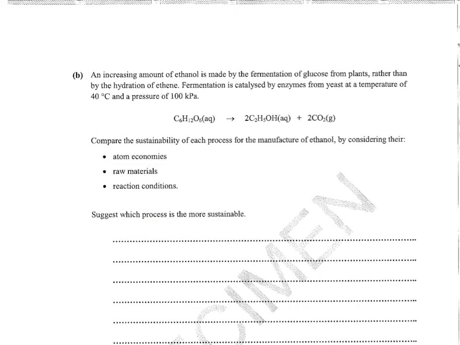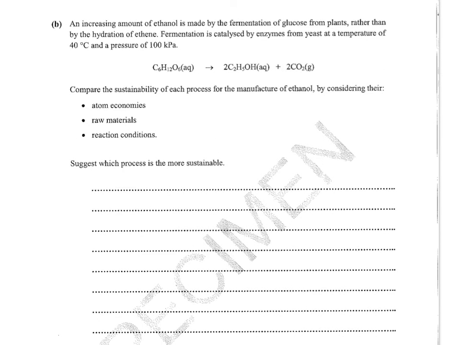So moving to the next page, it says an increasing amount of ethanol is made by the fermentation of glucose from plants rather than by the hydration of ethene. So although you knew about the hydration of ethene and it happened to make an alcohol, what they're introducing in this question is the fact that it's actually used on an industrial scale to make ethanol. And it says an increasing amount, in other words, more and more, we're turning to things like glucose from plant matter because it's more sustainable rather than using fossil fuels.